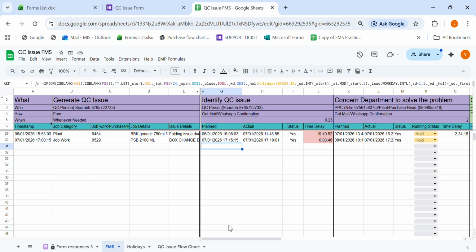Hello everyone, and today we introduce the FMS flow. FMS is a flow chart monitoring system. Here FMS is a part of the QC issue related FMS. So we introduce it as a QC issue.